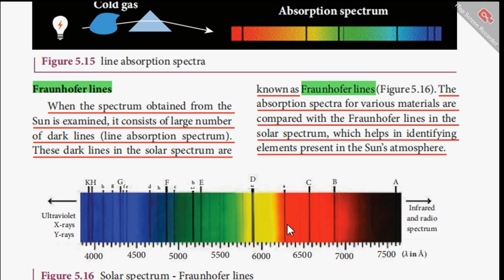That is shown here in this visible spectrum, ranging from 4000 angstrom to 7500 angstrom. Here the shortest wavelength is for blue color and the longest wavelength is for red color. The absorption spectra for various materials are compared with the Fraunhofer lines in the solar spectrum, which helps in identifying elements present in the sun's atmosphere.